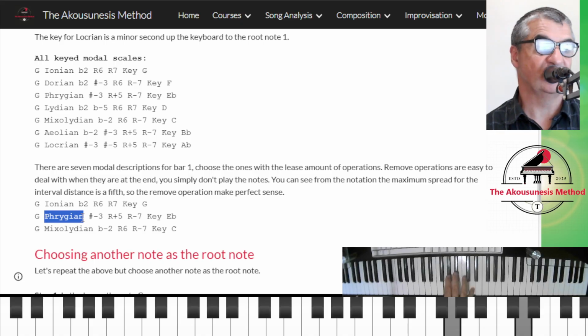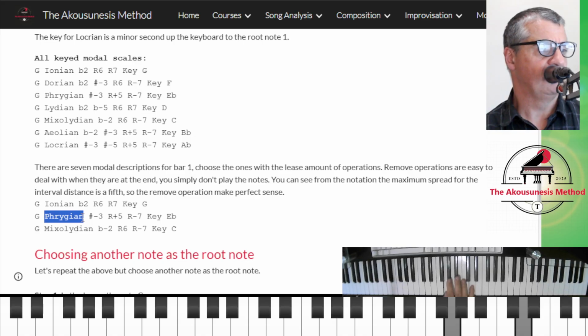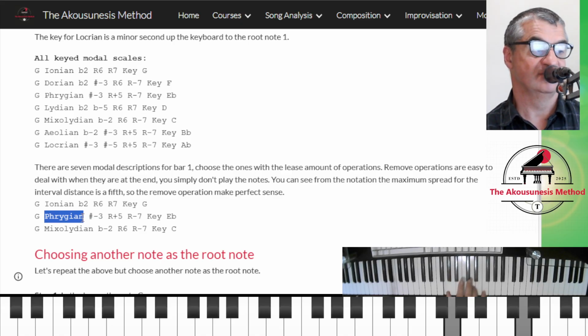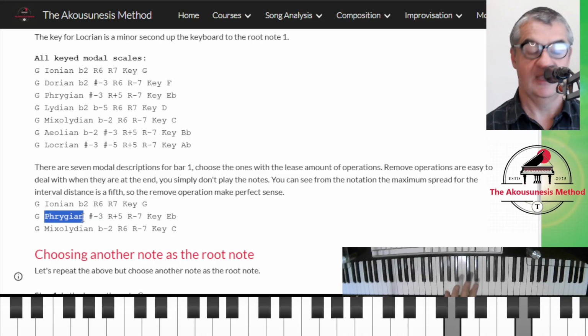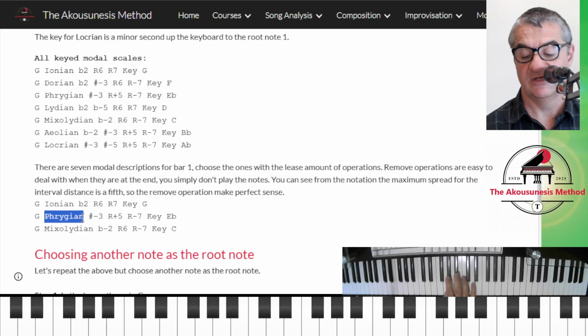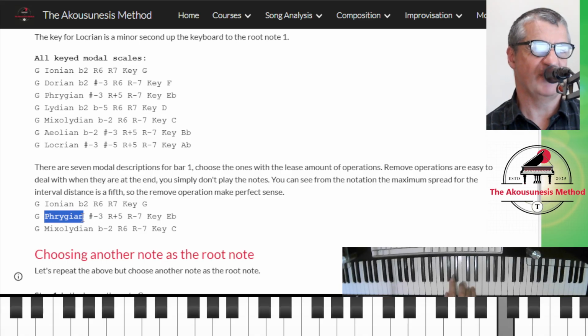But we're only going to play up to the fifth there, right? Because we're going to remove the +5. There's a +5. We're going to remove that, and we're going to remove the -7. So I'm only going to play up to the fifth. And Phrygian, and it's the key of E flat, right? And we're going to sharpen the minor third. There it is. There's our pattern, right?